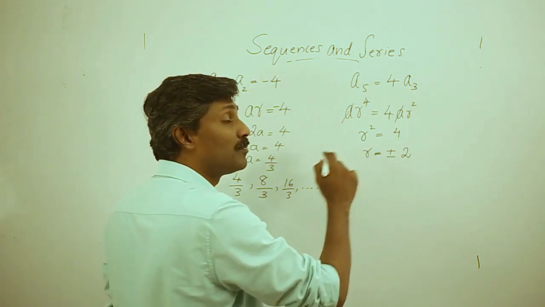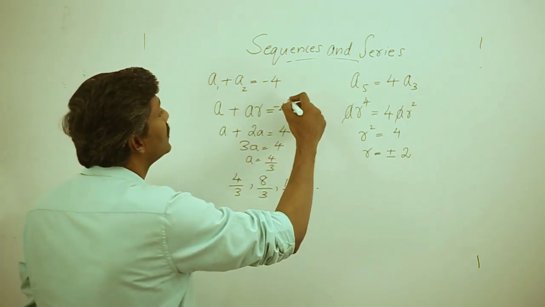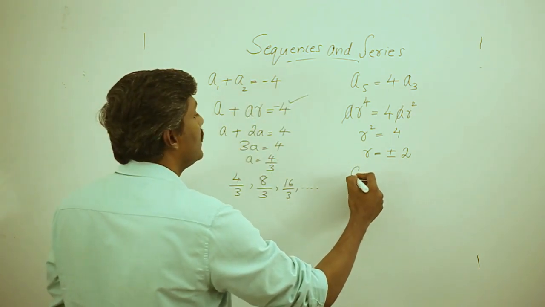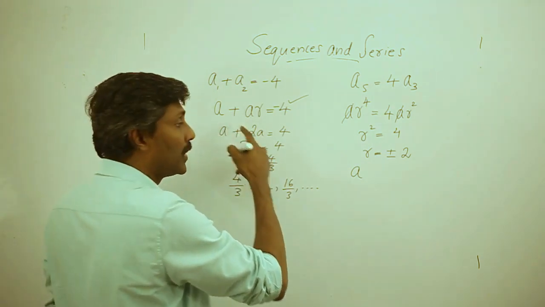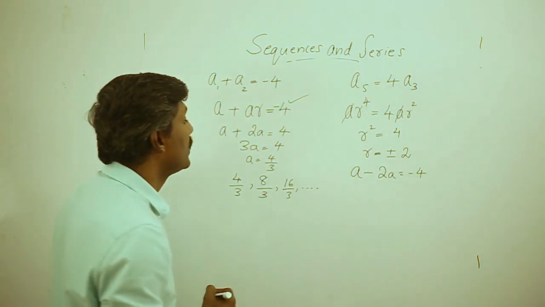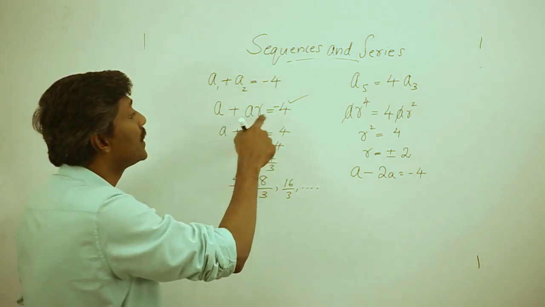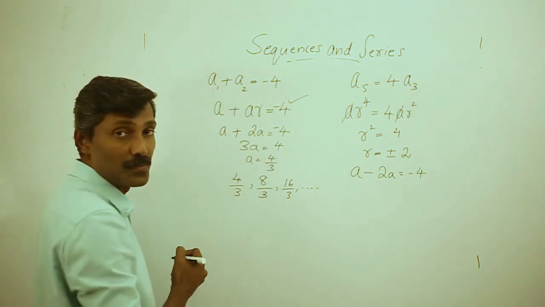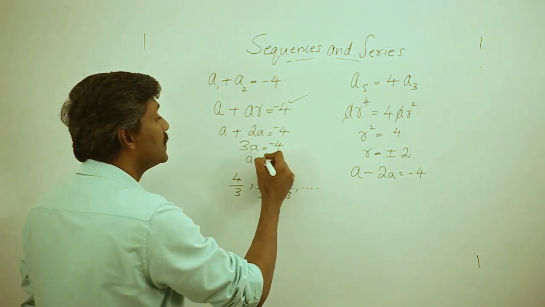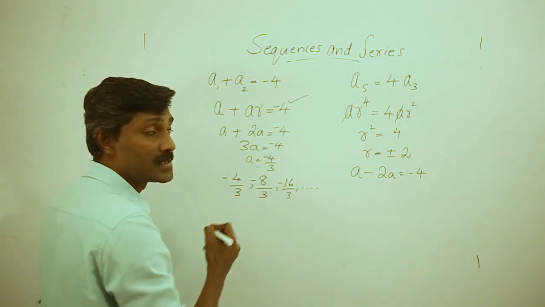Now what if R is minus 2? If R is minus 2, then what do I get here in this equation? A minus 2a is equal to minus 4. Oh, wait a minute, I made a mistake here. This is minus 4, right? So a plus 2a is minus 4. Okay, so it is minus here. So let's put minus here. So this is minus 4 by 3, minus 8 by 3, minus 16 by 3.